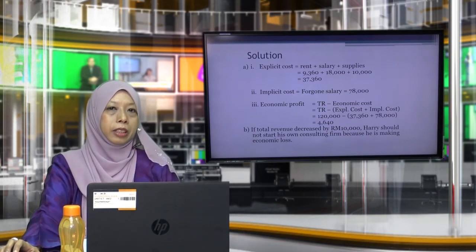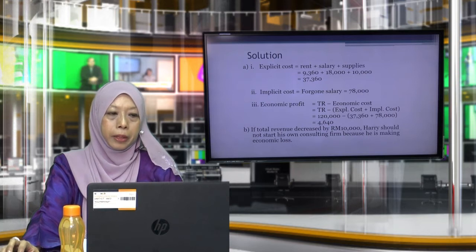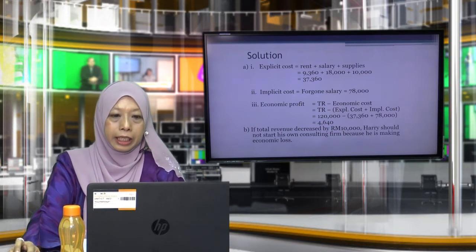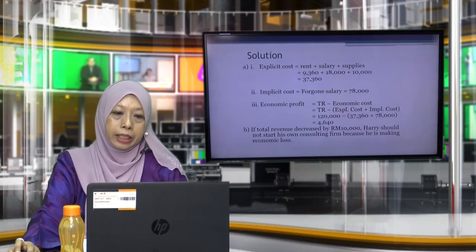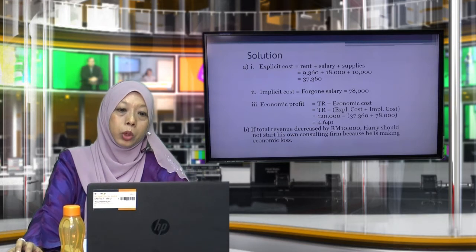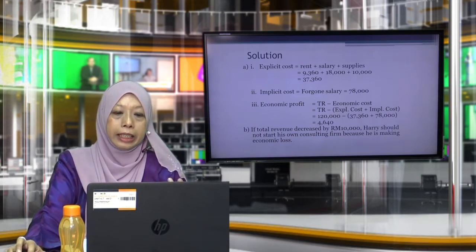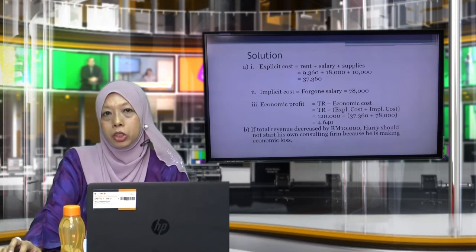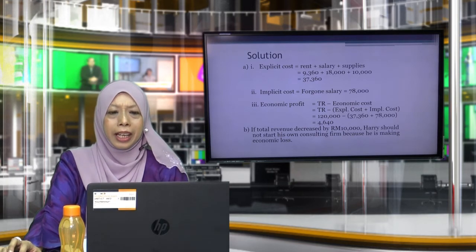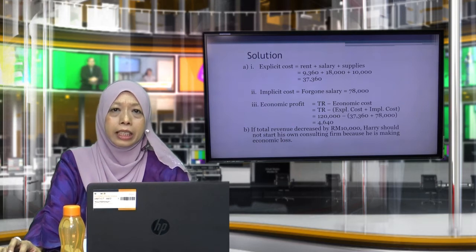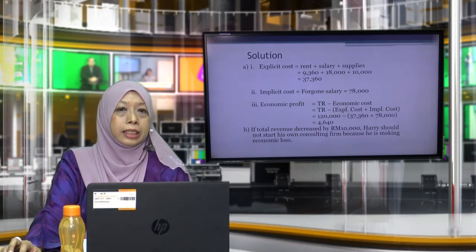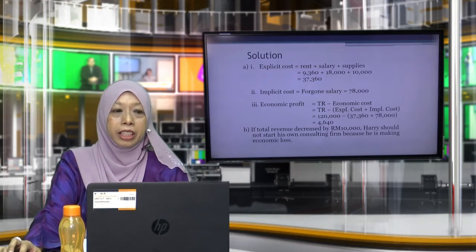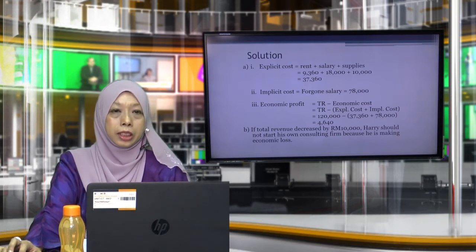So we have looked at two cases. The first case is where Amin inherited a construction company, so you need to decide whether Amin should pursue the construction company. In the second case, we have Harry. Again, he wants to decide whether or not he should open up his own consultancy firm. And in the case of Harry, there is a reduction in total revenue. And so with the latest total revenue figure, you can see that it is not advisable for Harry to pursue his own consultancy firm.